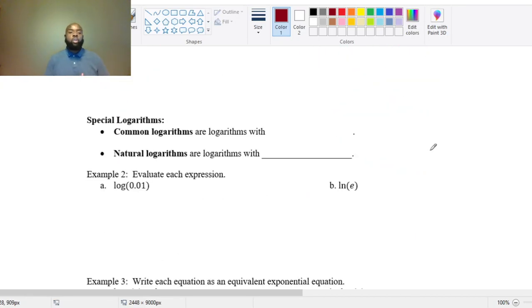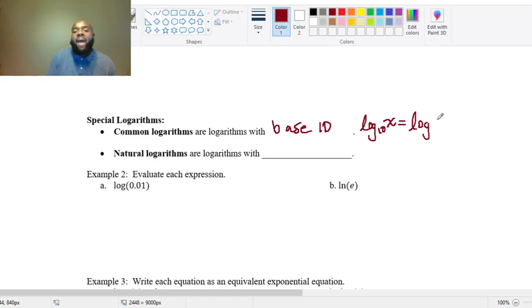We do have some special logarithms. We have common logarithms. These are logarithms with base 10. So we write log at base 10 of x. We drop that 10 subscript, and so it's understood to be there if we don't see a base on our logarithmic statement. We also have the natural logarithm. That's the log at base e. So instead of writing log at base e of x, we're going to write ln of x.